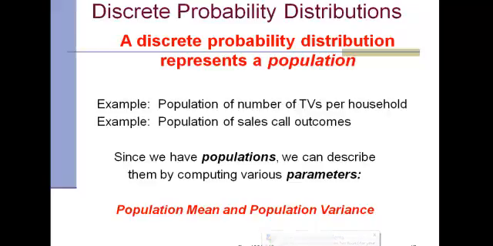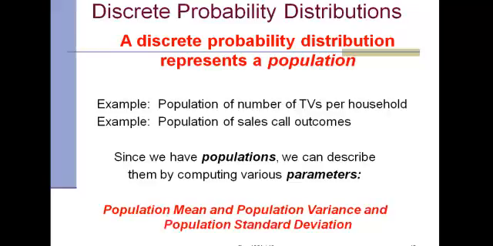So what I was saying is that probability distributions, discrete probability distributions, represent populations. And just as a reminder, when we're describing the population, we have what are called parameters. For example, measurements that describe the population, such as the population mean, the population variance, the population standard deviation. When we're talking about samples, then we have the sample mean, the sample variance, and the sample standard deviation.